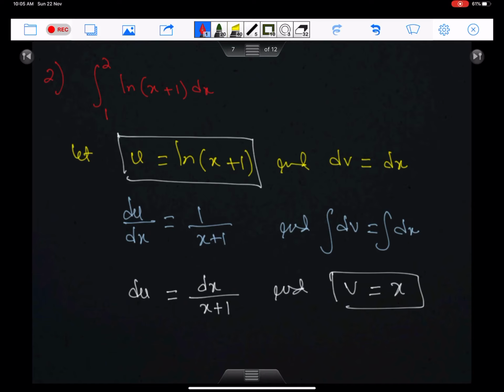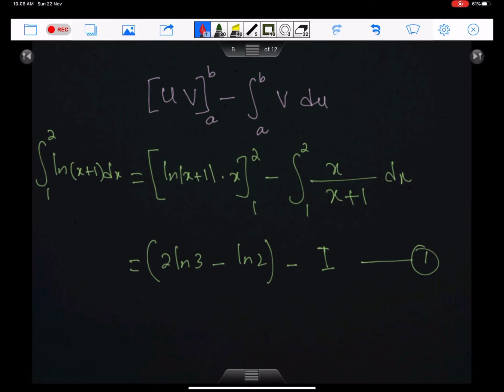Example number 2, and one of the most important examples, because in this example we will use by parts first. So by using by parts, we have u equals ln x plus 1. This is dv by dx. We always differentiate u to get du, and we always integrate dv to get v. Well, this is the by parts formula. Make sure you substitute everything correctly. This is u, this is v, this is v, and this is du.